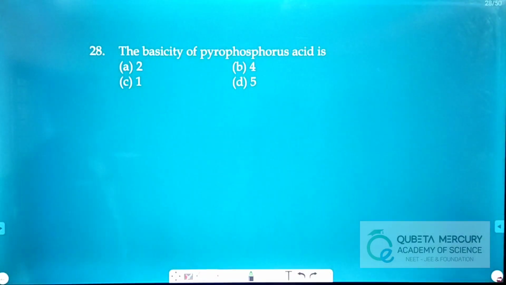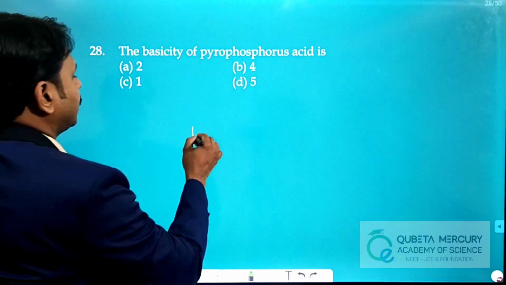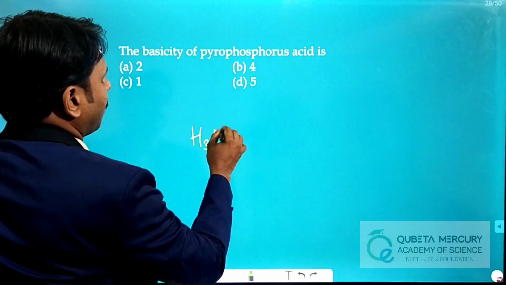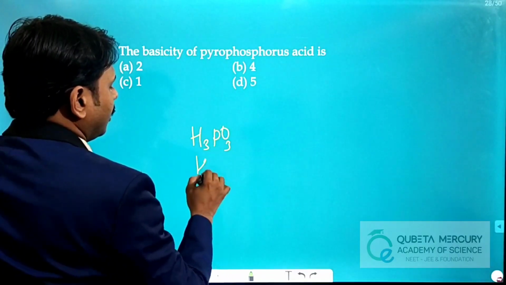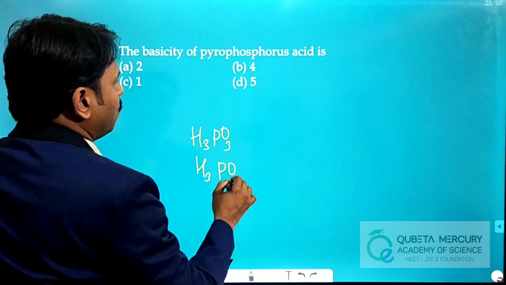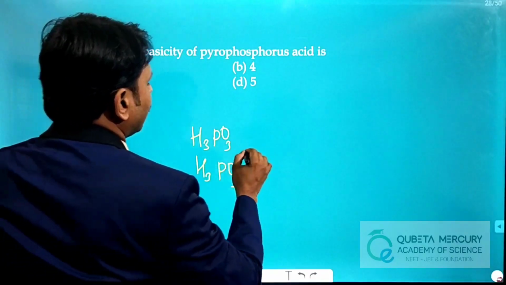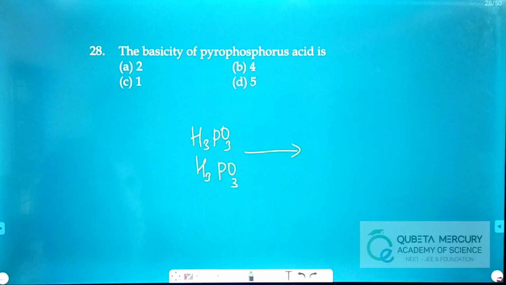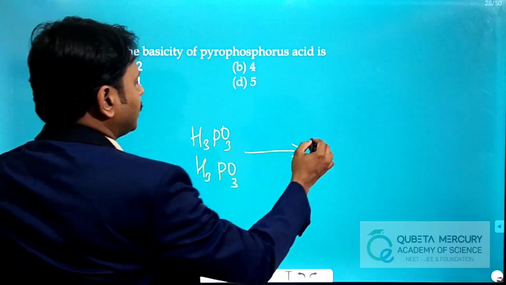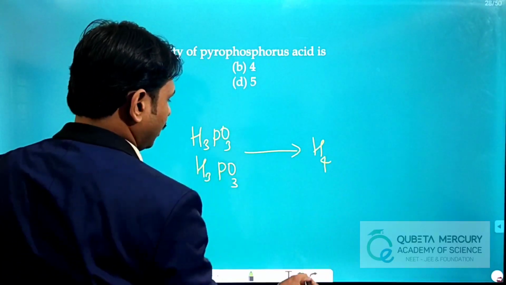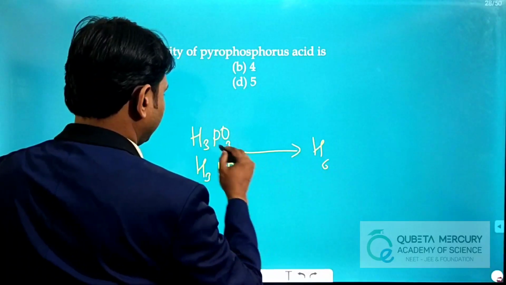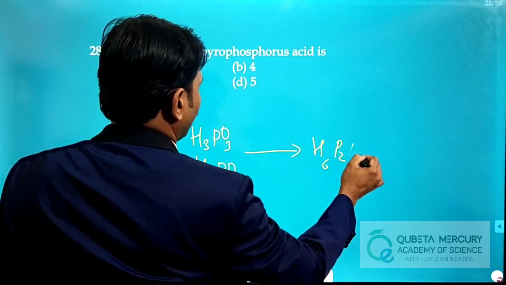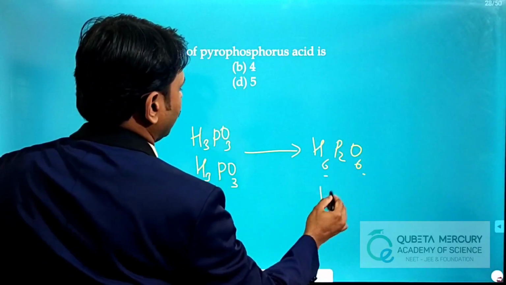The basicity of pyrophosphorous acid. See, what is phosphorous acid? H3PO3. How is pyrophosphorous acid prepared? By removing a water molecule between two phosphorous acid molecules. So the double of this is actually H6P2O6. Remove water from this.